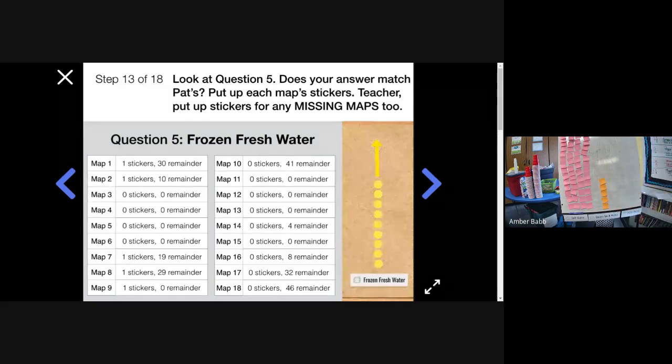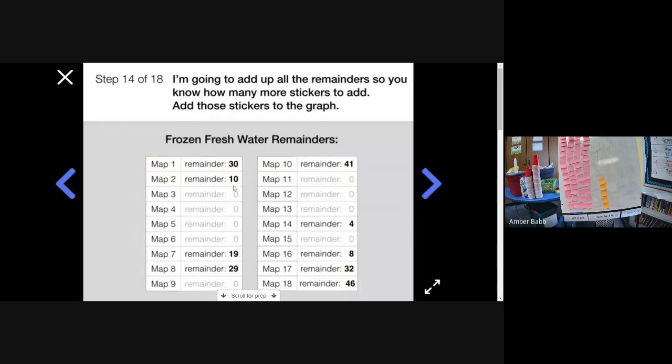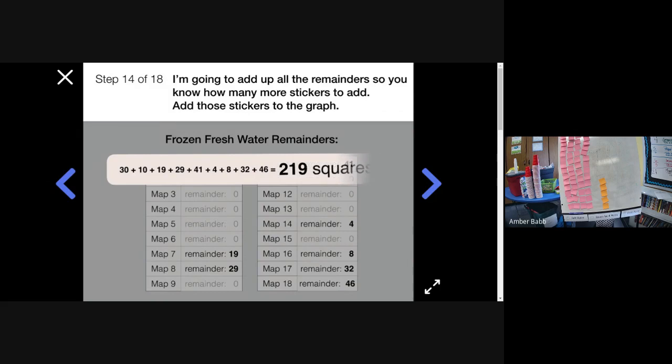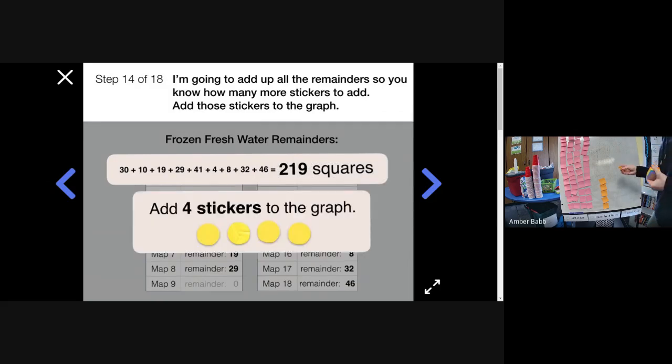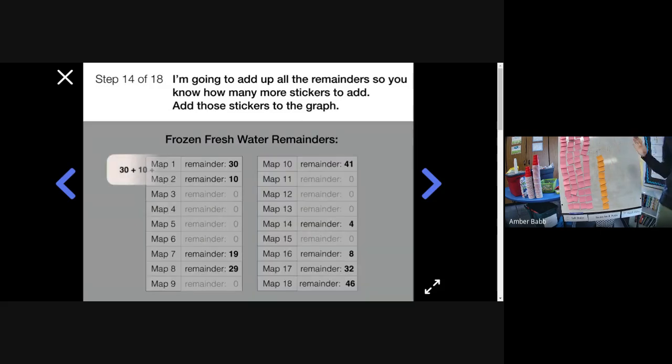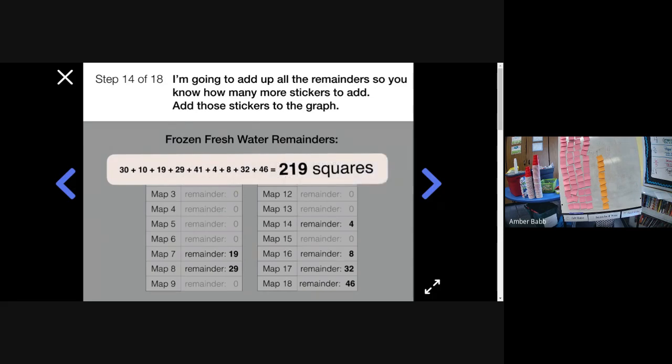Now, hang on. He's going to give us a remainder. So hold tight. What shall the remainder be? We're almost done with the frozen freshwater. I'm going to add up all the remainders for you now, so you know how many more stickers to add. Have someone add those stickers to the frozen freshwater graph. 1, 2, 3, 4. Okay, but still, comparing them, is it even a comparison at all, really? It's like a joke.